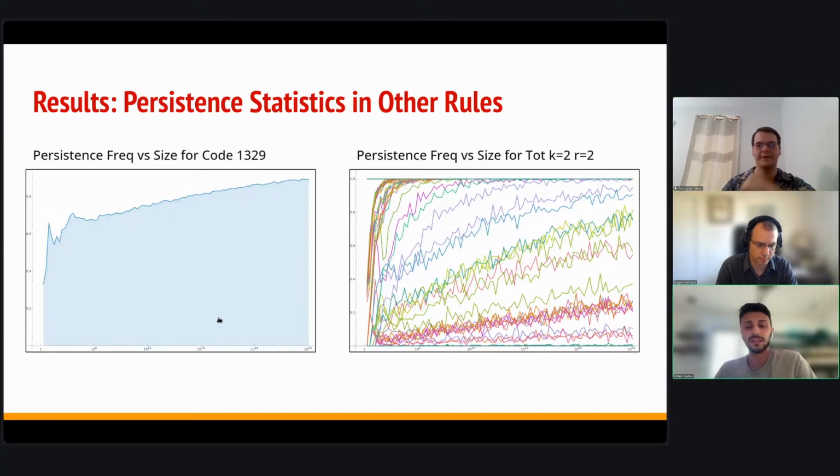Sorry, is this 2 radius or 3 radius? Oh yes, I think it's supposed to be 3 radius. I think the slide is wrong. Okay, 3 radius. My bad. Yes.